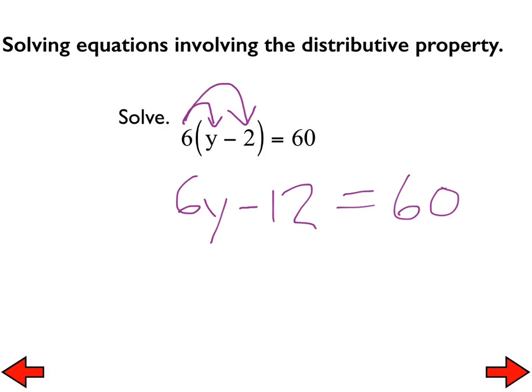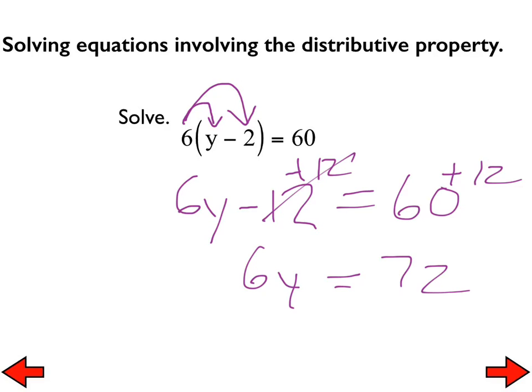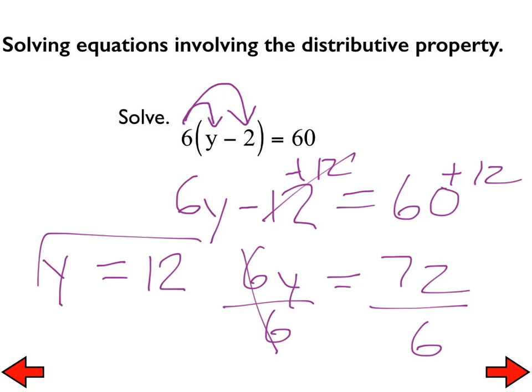And then from there, we have a simple two-step equation. Let's solve that. Add 12 to both sides. We get 6y equals 72. Divide both sides by 6. And we end up with a solution of y equals 12. So here is what I am saying. Listen carefully. Do not forget to multiply the outside number by both parts. That is a very common mistake when people are trying to go too fast. Don't forget to do that.